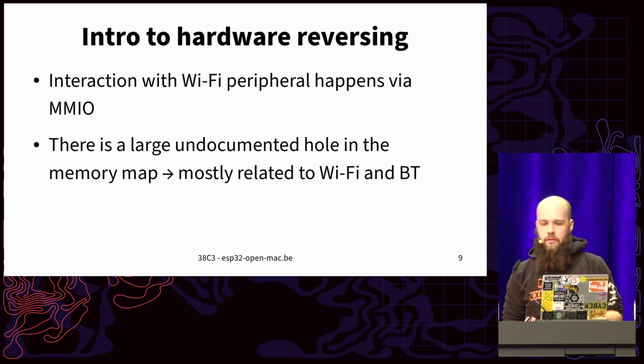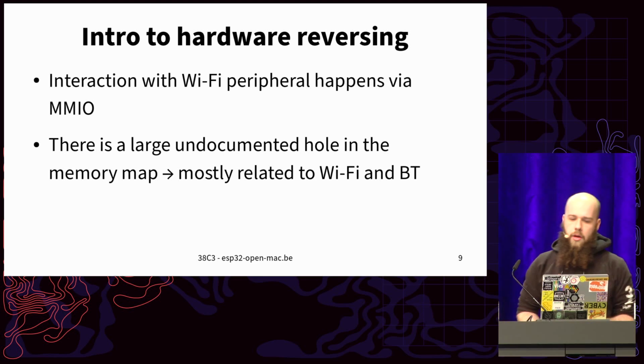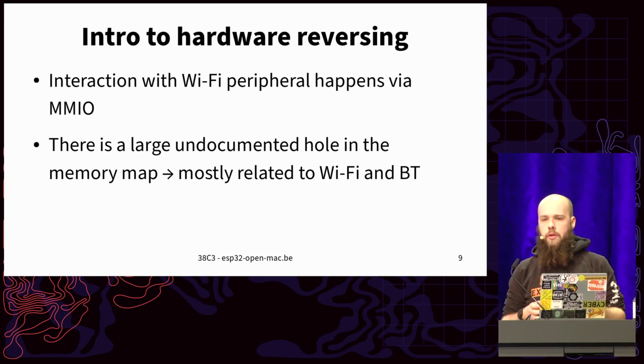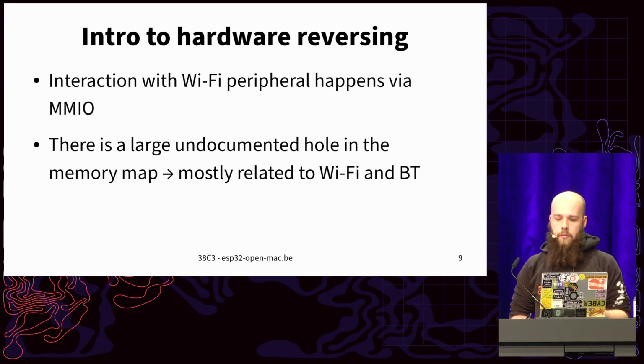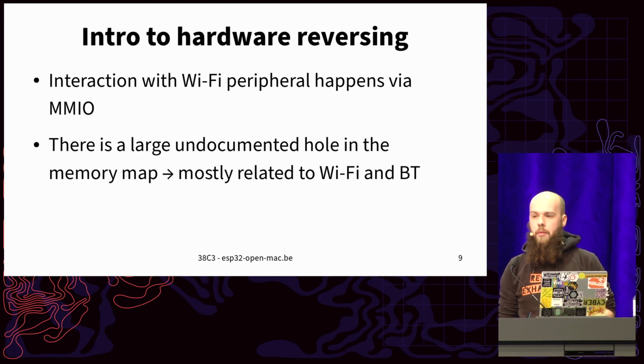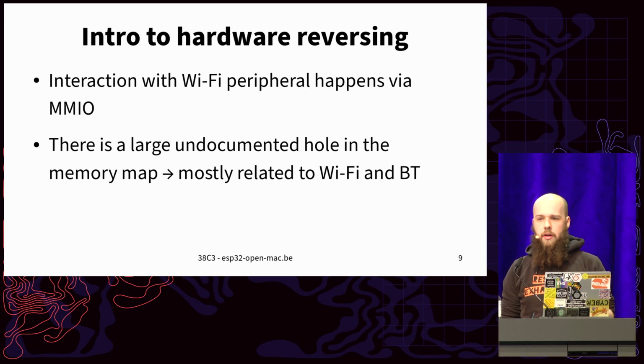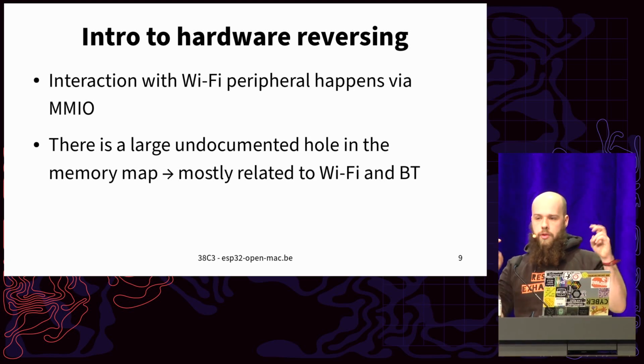So I'll first give a bit of an introduction to hardware reverse engineering. So how does the CPU interact with the Wi-Fi hardware on the ESP32? Well, this happens via memory mapped I/O. So certain ranges of the address space on the ESP32 are not backed by RAM or ROM, but are instead used to interact with all the peripherals. So for example, by writing to a certain address, you can set the MAC address that the ESP32 will receive packets for. And the memory map of the ESP32 is published in the datasheet, but there are some entries there that are just marked as reserved.